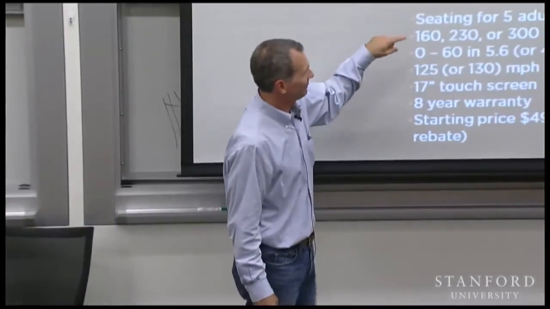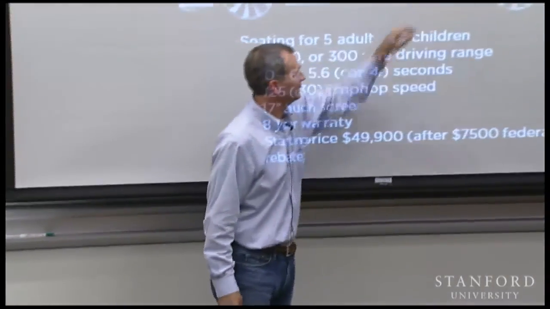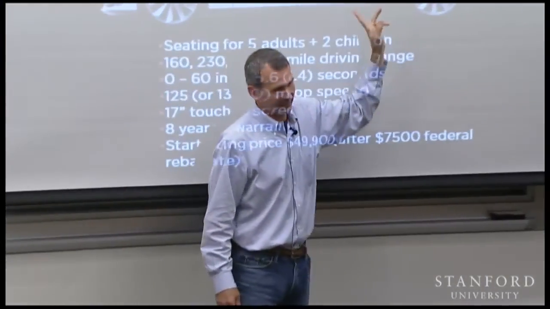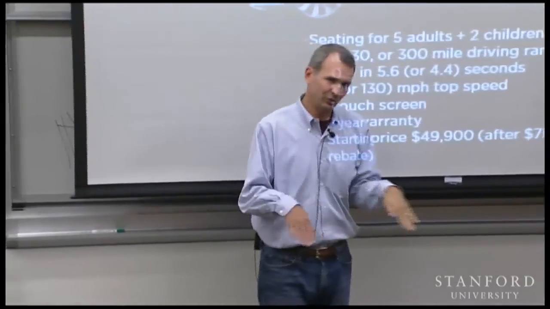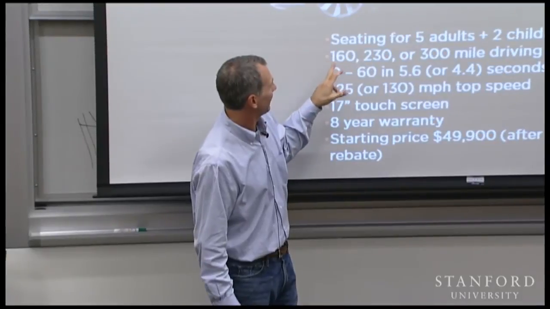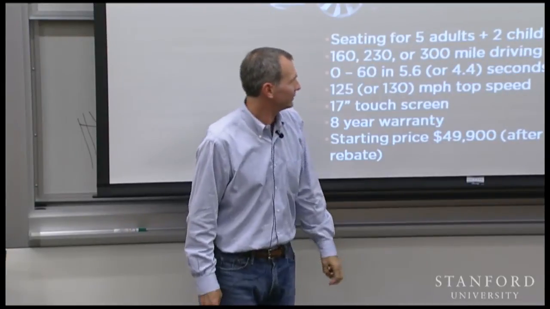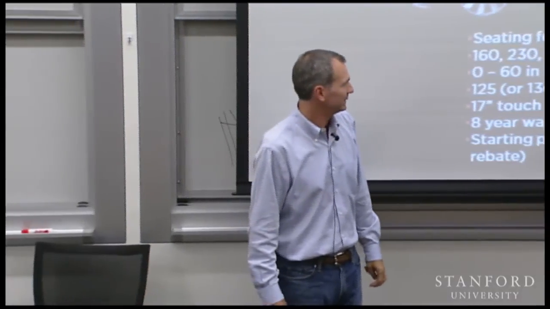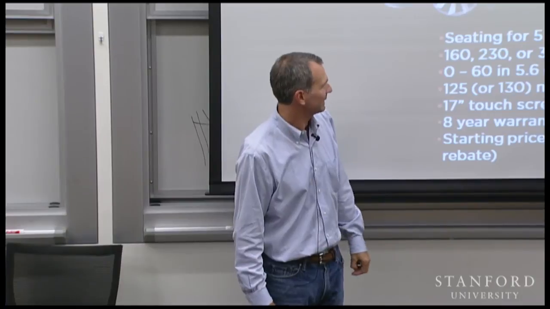It seats 5 in the normal 2 and 3, and then in the back, under the hatch, there are actually 2 little car seats for small people. You can order it with either the 160, 230, or 300 mile driving range. It's expensive, I guess you guessed that, for all the reasons that I talked about in the beginning. And that's really where the opportunities are for the future.